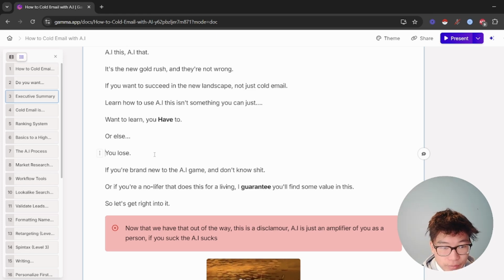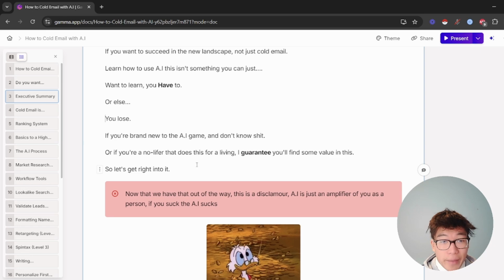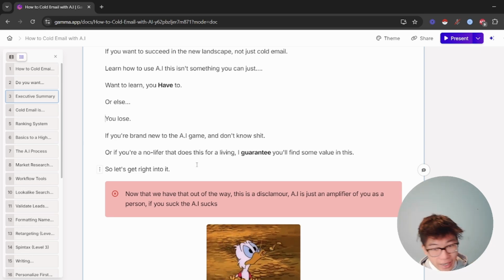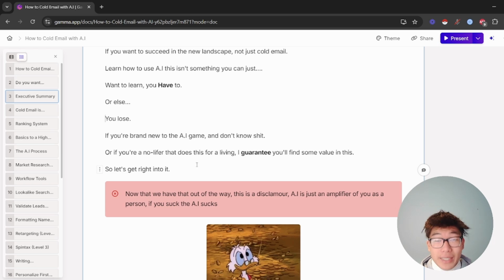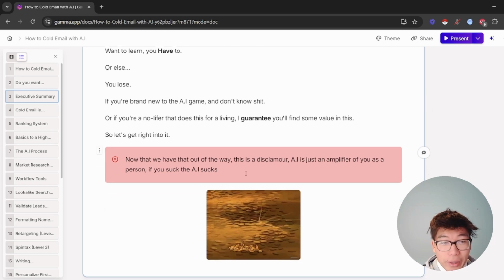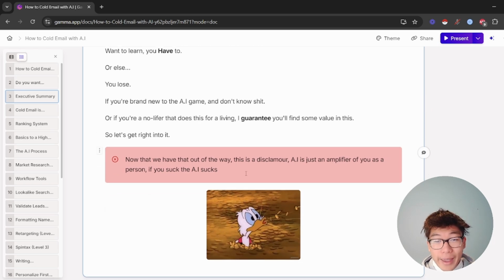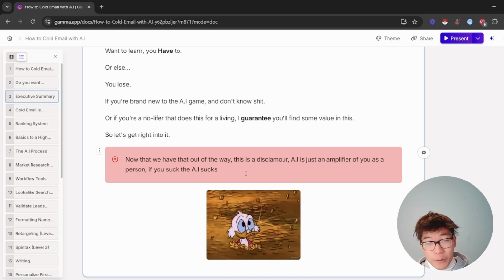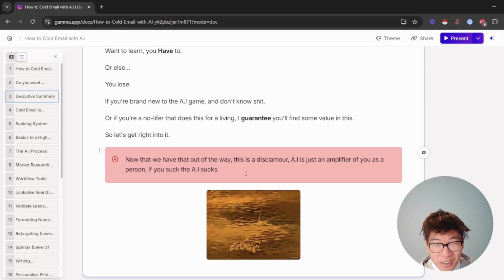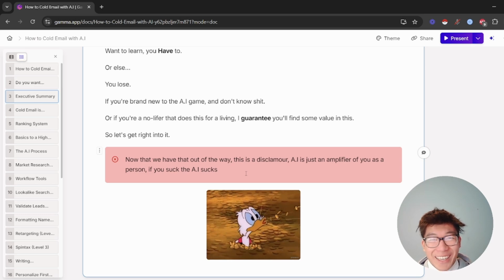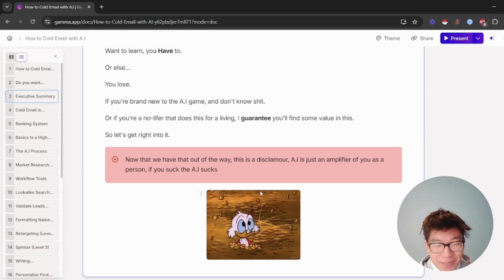You're going to lose. So if you're brand new to the AI game, and you don't know anything, or if you're a no-lifer that does this for a living, I guarantee you'll find some value in this. So let's get right into it. So now that we have that out of the way, this is a disclaimer. AI is just an amplifier of you as a person. If you suck, right, the AI will suck. Okay, right? It can't fix something that's broken.